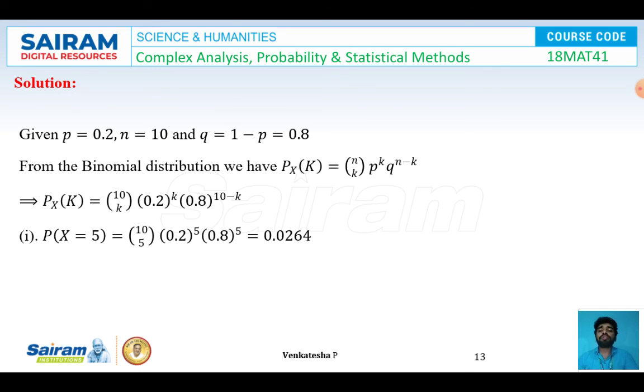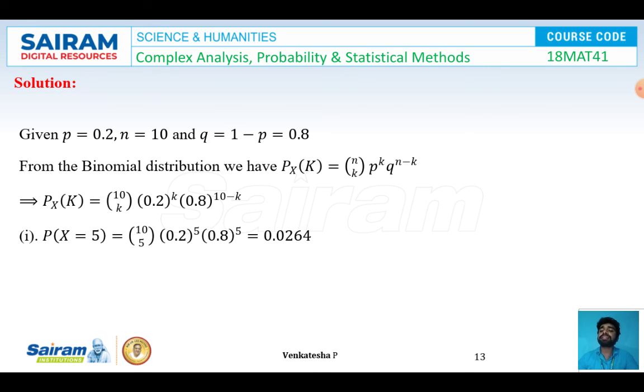Now from the binomial distribution, we have P(X=k) equal to nCk P^k Q^(n-k). So I'll be replacing the value of n equal to 10, P equal to 0.2 and Q equal to 0.8 in this expression. So I got P(X=k) equal to 10Ck (0.2)^k (0.8)^(10-k). Now I'm going to find the first condition, that is 5 lines are busy.